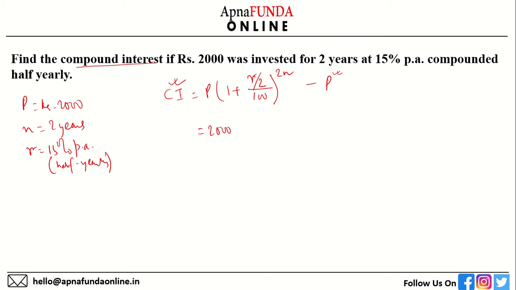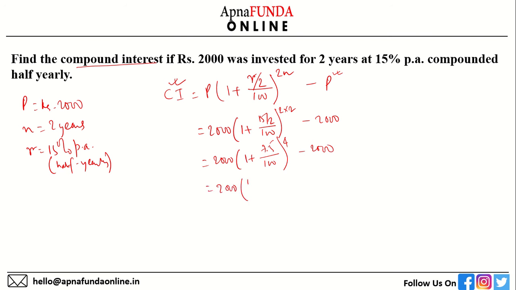So 2000 into 1 plus R by 2, that is 15 by 2 by 100, whole to the power of 2 into 2, minus 2000. Correct? Let's solve this. 2000 into 1 plus 7.5 by 100. This becomes 4, minus 2000. So this is 2000 into 107.5 divided by 100 to the power 4, minus 2000. So this is 2000 into 1.075 to the power 4 minus 2000.